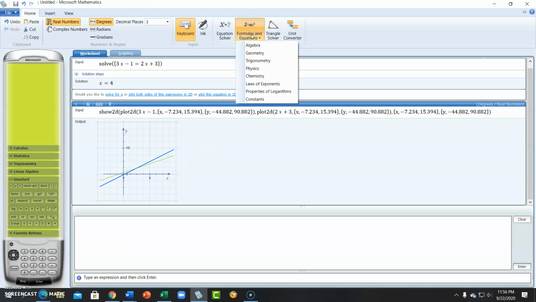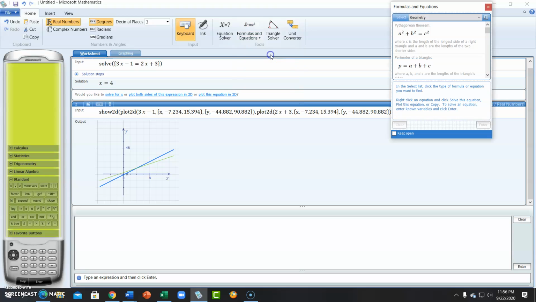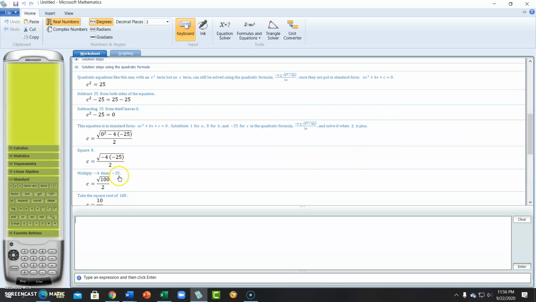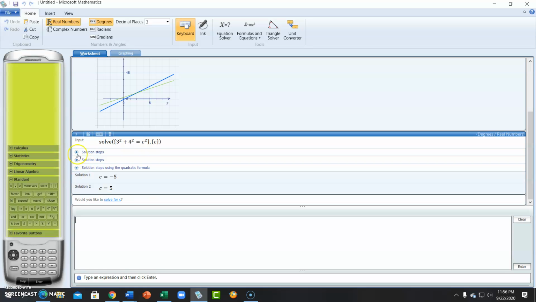Next, we have our formulas and equations. We have formulas and equations from all different fields, but let's say I want to pick a geometry equation. Pythagorean theorem looks good, and I want to solve this equation. For A, I'm going to set it to be 3. B, I want it to be 4. And I'm going to select enter. And we can see here, it solved and gave me C is equal to -5 and 5. I can see the solution steps using the quadratic formula. Or I can just see other options for solution steps.